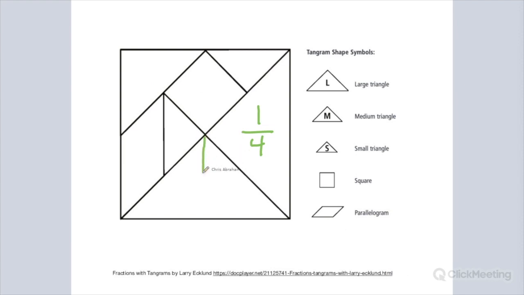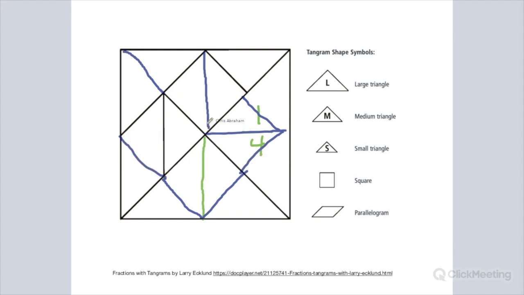If we take each one of these larger triangles and break them up into 4 smaller congruent triangles, and we take the square and break it up into 2 triangles, and the other mid-sized triangle into 2, and divide this one right here into 4 triangles, and the parallelogram into 4, let's count how many triangles make up this whole shape. 1, 2, 3, 4, 5, 6, 7, 8, 9, 10, 11, 12, 13, 14, 15, 16. So this whole shape is divided into 16 congruent triangles.